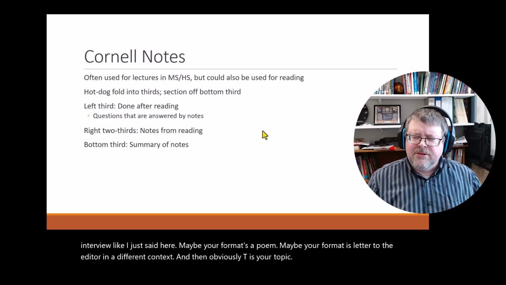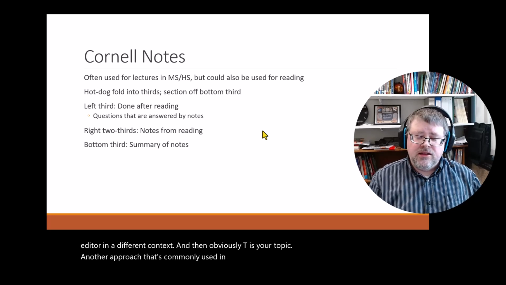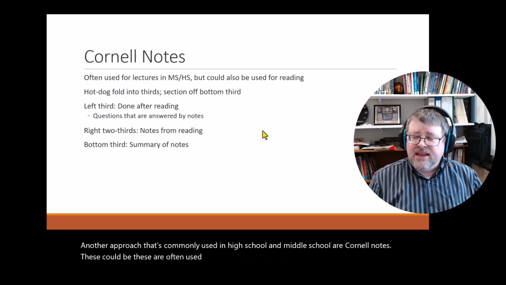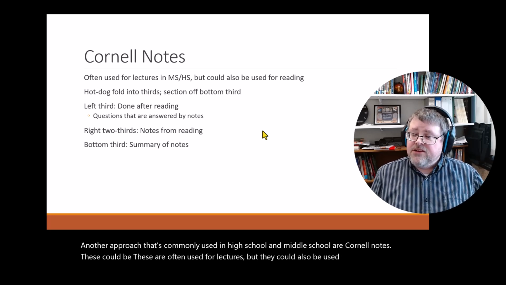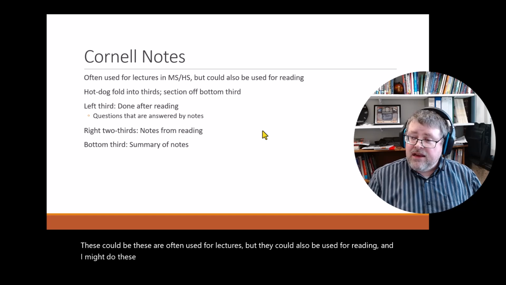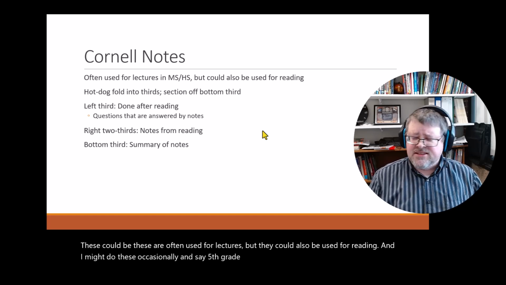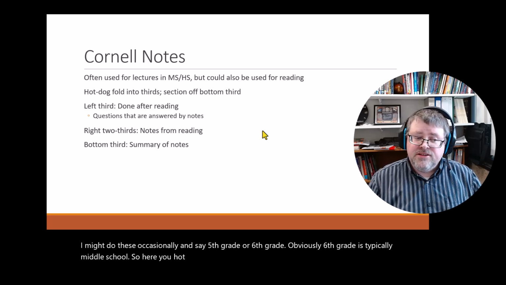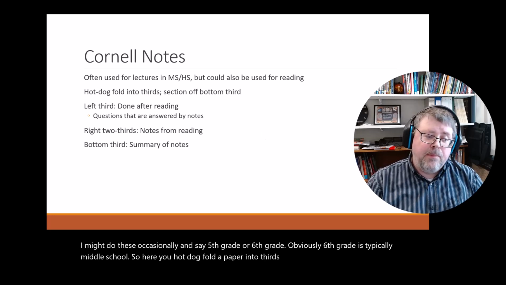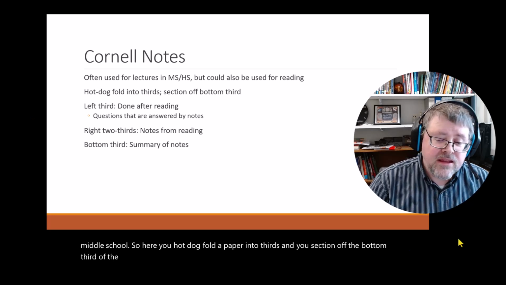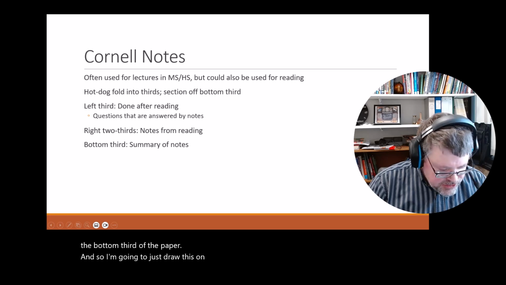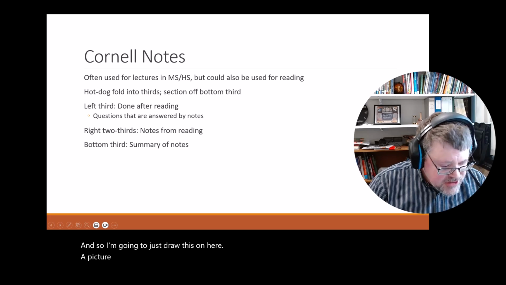Another approach that's commonly used in high school and middle school are Cornell notes. These are often used for lectures, but they could also be used for reading. And I might do these occasionally in, say, 5th grade or 6th grade. Obviously, 6th grade is typically middle school. So here you hot dog fold a paper into thirds, and you section off the bottom third of the paper. And so I'm going to just draw this on here, a picture of paper that's been sectioned off into thirds.